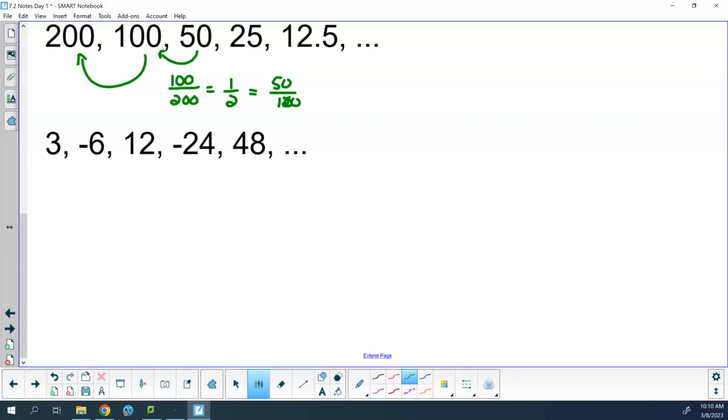R can be anything, but the values we don't like are 0 and 1. We don't like 0, because that would just be the first term, and then zeros every term after that. And we don't like 1, because then it's just going to be whatever that first term is, every term.